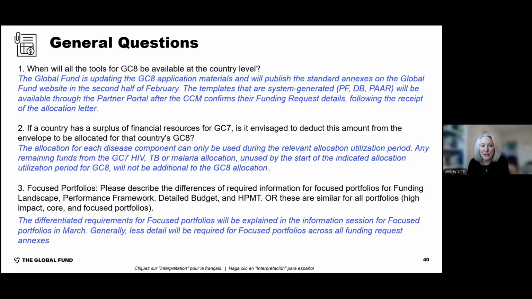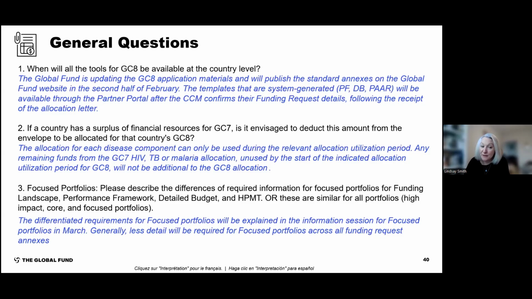And as a reminder from earlier sessions, we are expecting that we will be able to share those allocation letters in March. The second question is, if a country has a surplus of financial resources for GC7, is it envisaged to deduct this amount from the envelope to be allocated for that country's GC8 allocation? This is a really good question to clarify because it's important that we all understand that the allocation for each disease component can only be used during the relevant allocation utilization period for that grant cycle.